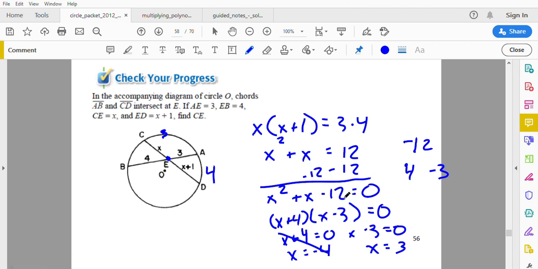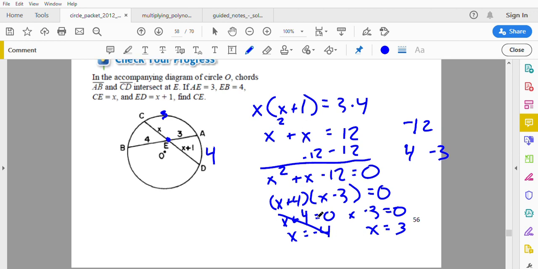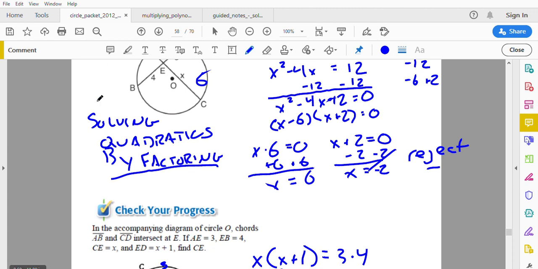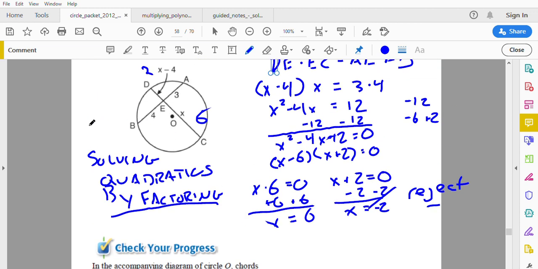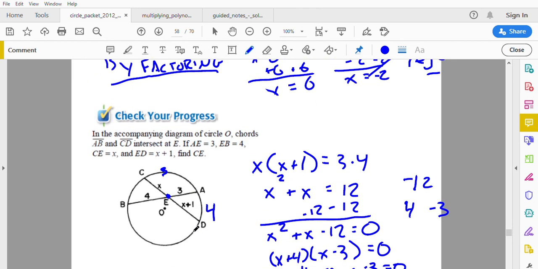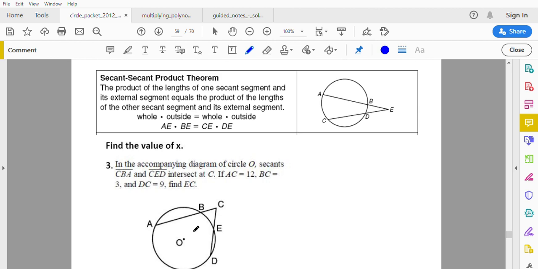Again, don't worry so much about this part right here, the solving quadratics. Like I said, if you want something to review, something to look up, this is what you're going to look up. I will be doing that with my algebra students, so I'll probably have a video on that in the next few days. So, okay, our next one, our secant product theorem.